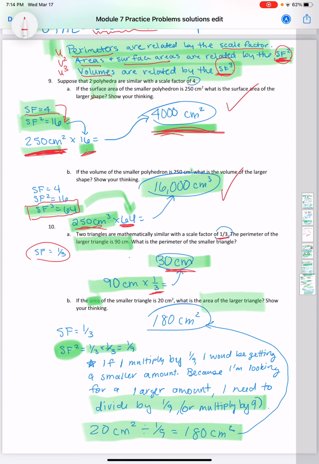For B, same thing, except we're dealing with area, so we want the scale factor squared. 1/3 squared means 1/3 times 1/3, which is 1/9. You might be tempted to do 20 square centimeters times 1/9, but that's going to get you a smaller amount, and we're looking for the area of the larger triangle. So we need to either divide by 1/9 or multiply by 9. So we get 20 square centimeters divided by 1/9 equals 180 square centimeters.